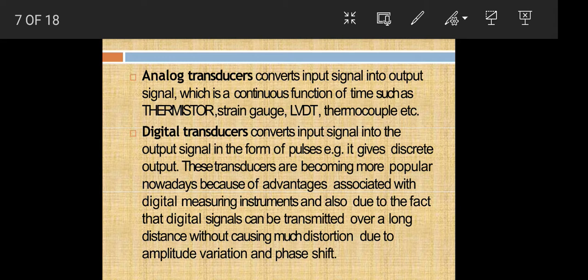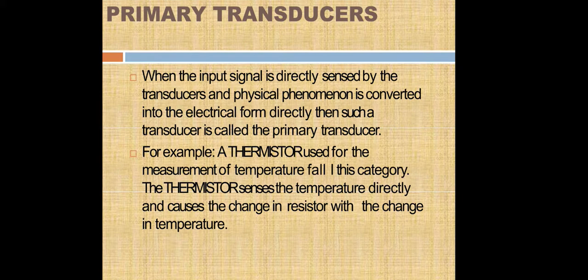These transducers are becoming more popular nowadays because of the advantages associated with digital measuring instruments and also due to the fact that digital signals can be transmitted over a long distance without causing much distortion due to amplitude variation and phase shift. Primary transducers. When the input signal is directly sensed by the transducer and the physical phenomenon is converted into electrical form directly, then such a transducer is called a primary transducer.